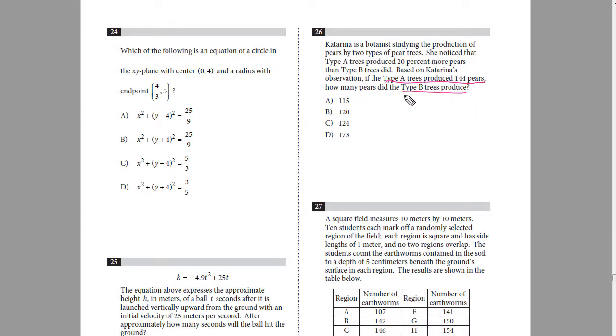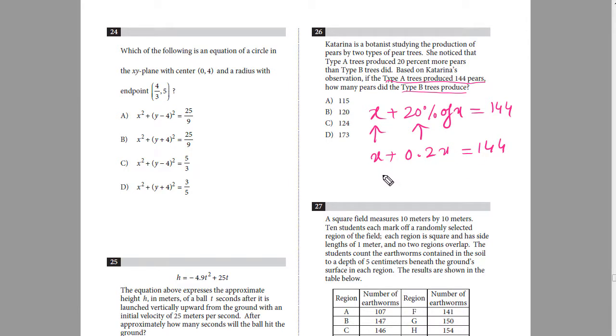So let's suppose we say that the pears that are being produced by type B are X. Now X plus 20% of X, because the type A trees are producing 144 pears. So let's suppose these X are the pears of the type B trees. So we will add 20% more pears of type B trees. So type B pears plus 20% of type B pears will be equal to 144 pears. Or in other words, we can say X plus 0.2x is equal to 144.